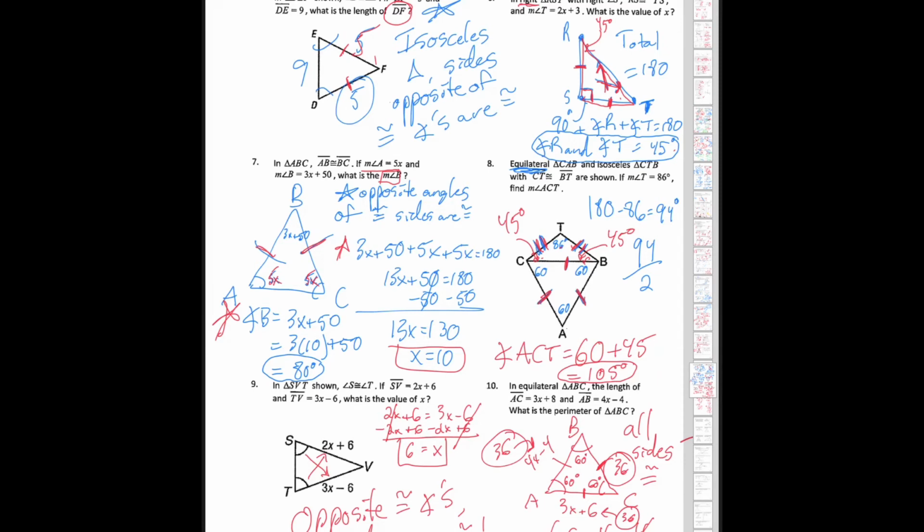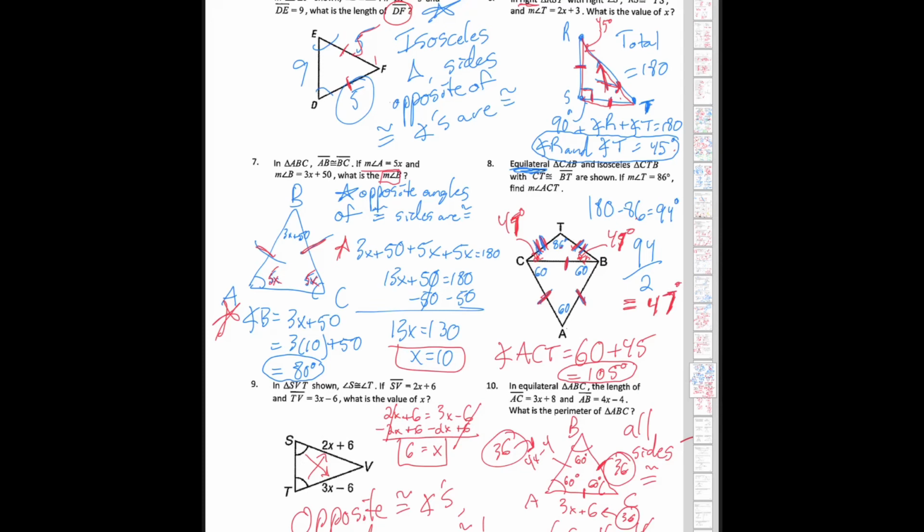So if we're given that this angle is 86, we have to make up 180 between these 2. So if I subtract 86 from 180, I get 94. So I have 94 degrees left to make up between this angle and this angle. So when I do that, 94 divided by 2, I get 47 and 47. So 47 and 47, sorry for the mistake there.